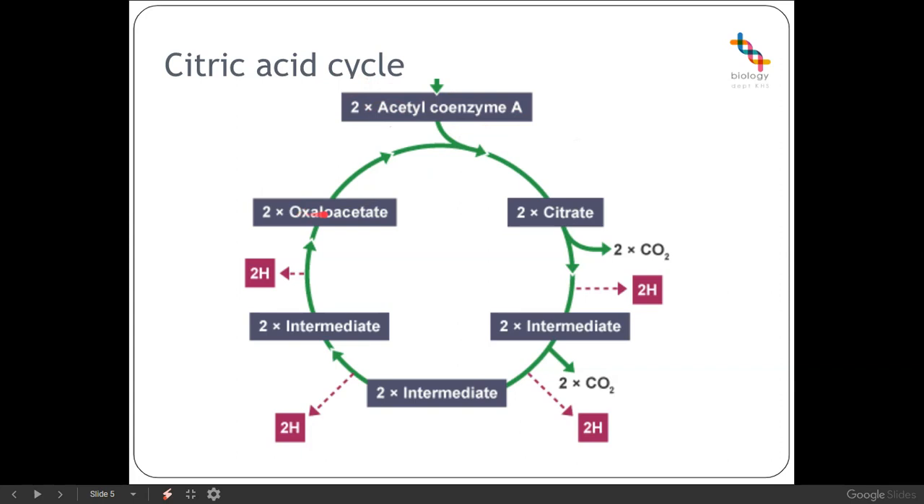It combines with this one here, oxaloacetate. So these two are combining together, and that forms citrate. So we've got 2 carbons and 4 carbons, and that makes our 6-carbon citrate molecule. Now, citrate is going to carry on its way through this series of specific reactions until it forms oxaloacetate again.